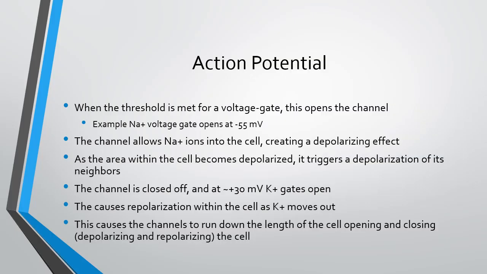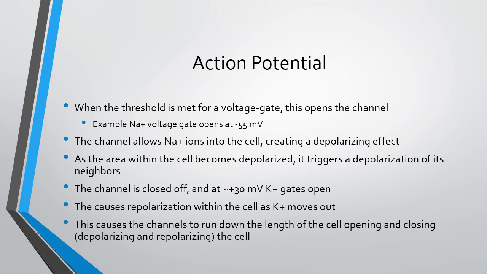When a stimulus is provided that depolarizes the cell to the threshold of -55 millivolts, we see a sodium voltage-gated channel open. This allows the sodium to flow into the cell, again depolarizing the area. This, in turn, will cause other sodium voltage-gated channels to hit their threshold in the area, causing them to open as well, which in turn will depolarize more of the area, causing more voltage-gated channels to open, making a feeding effect that depolarizes the cell.